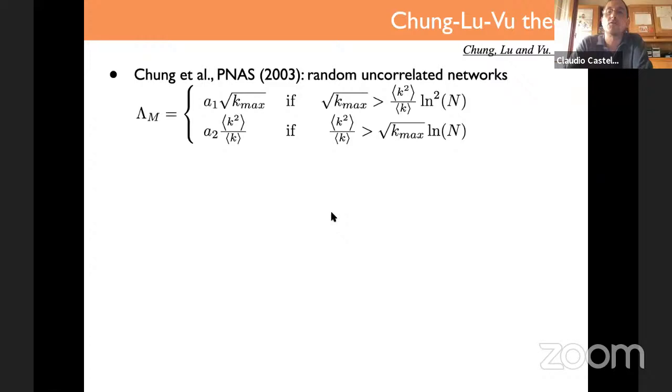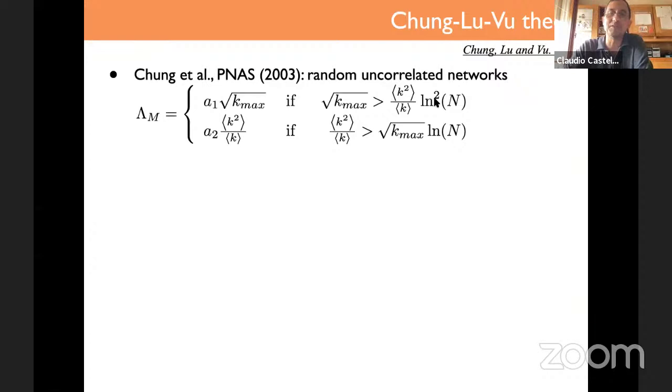In particular, they showed that the largest eigenvalue has essentially two different expressions depending on a relationship between the square root of k-max, where k is the degree and k-max is the degree of the largest hub in the network, and the ratio between the second and the first moment of the degree distribution. In these relations, there is also explicitly the system size. So this gives predictions for very big networks.